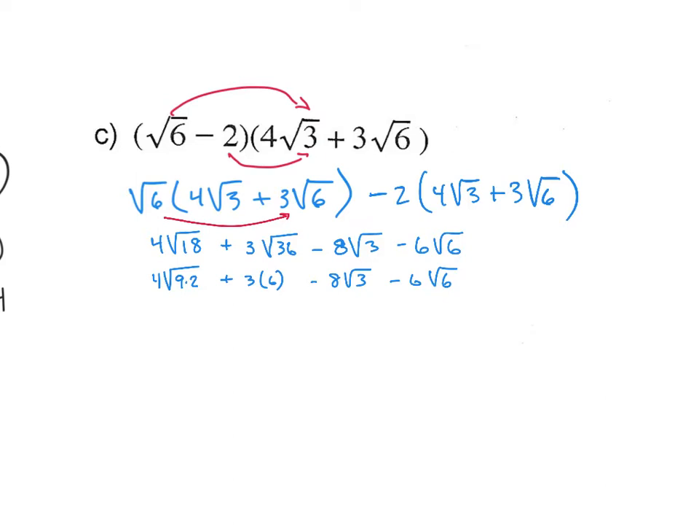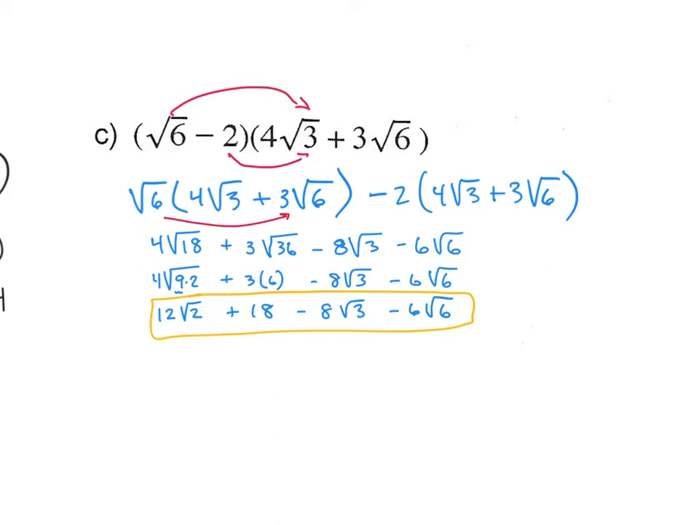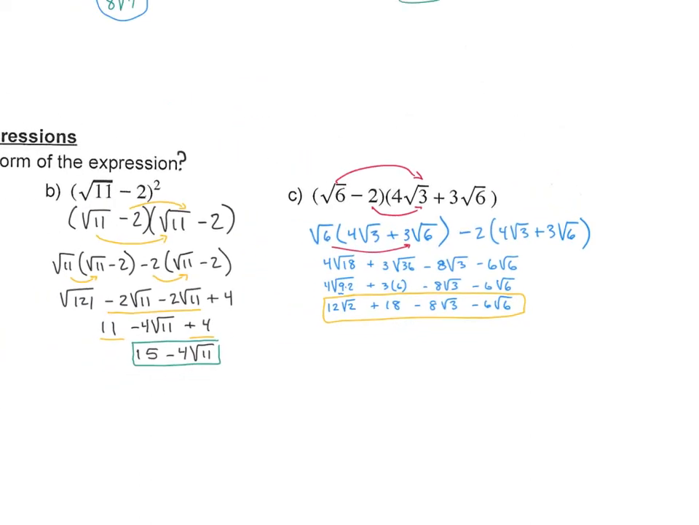Now going back and starting over, I have 4 times the square root of 2, and I can bring the square root of 9 out, so I have 4 times 3, which is 12 square root of 2, plus 18 minus 8 square root of 3 minus 6 square root of 6. I don't believe there is anything to combine there. All of those radicals are different. So that is one expression, and we've combined everything that we can combine.